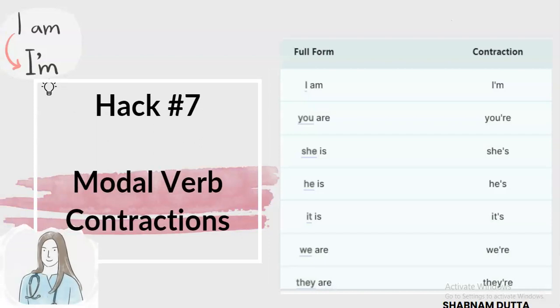Now, let's discuss modal verb contractions. These include I'll for I will, won't for will not and shouldn't for should not, and some more. Remember, using contractions in casual speech and writing makes your language more natural and fluent.